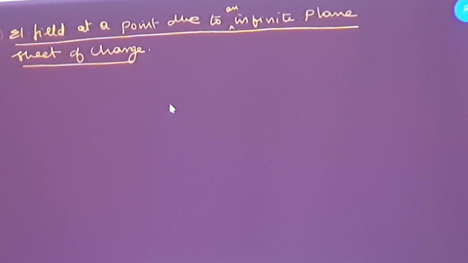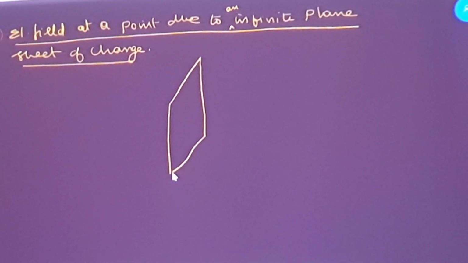So let us consider an infinite plane sheet. I have taken a plane sheet of charge of infinite size. In this plane sheet, the charges are distributed over its surface. Since it is of infinite size, we can't say the amount of charge available, so we have to consider surface charge density.